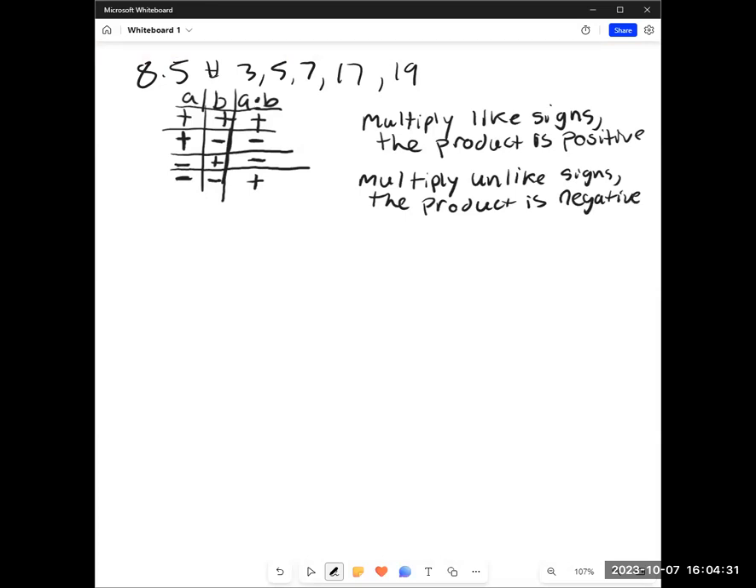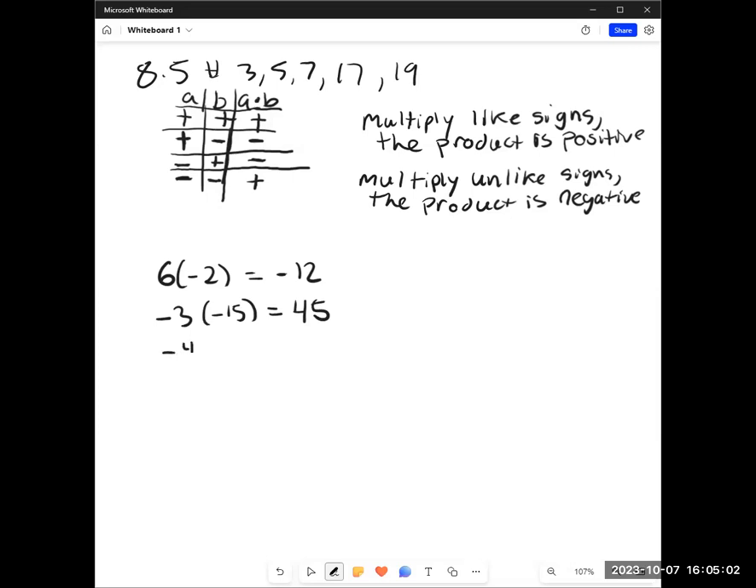Let's take a look at a few examples here. 6 times a negative 2. So it's going to be a negative product since I have unlike signs. 6 times 2 is 12. Now I have a negative 3 times a negative 15, which are like signs. They're both negative, so my answer is going to be positive. 3 times 15 is 45.